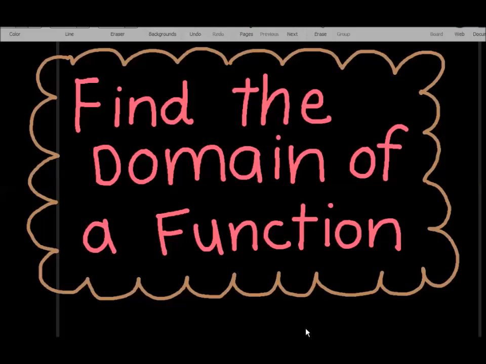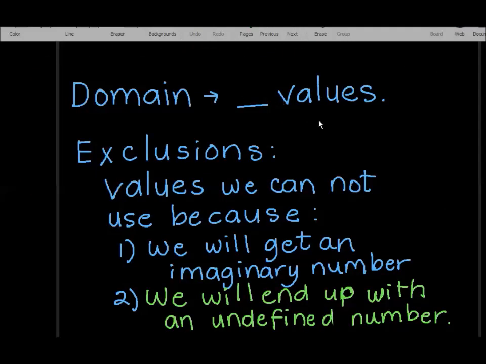This video is on how to find the domain of a function. First, the domain, just as a review, is the x values that you can allow in the function. And we're going to be focusing on finding the exclusions.